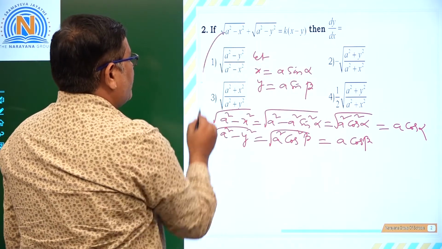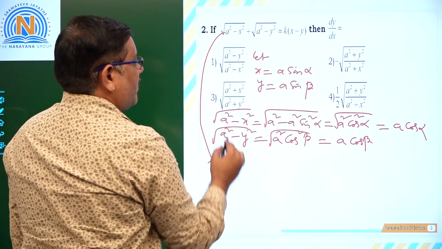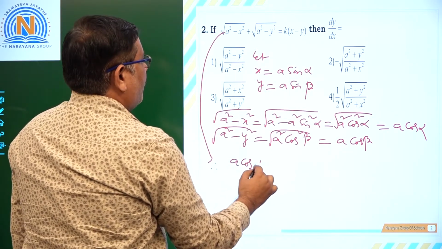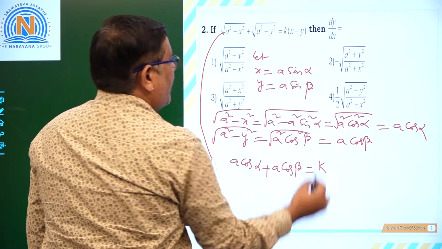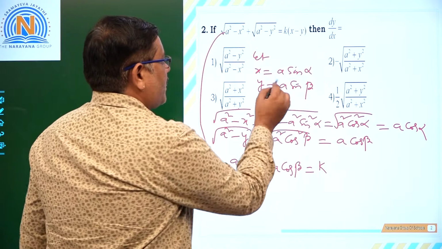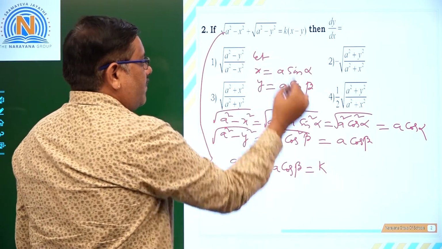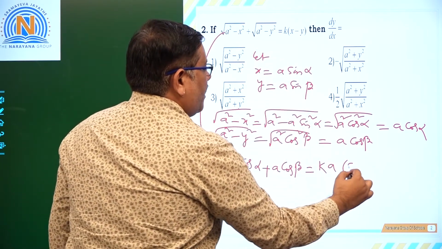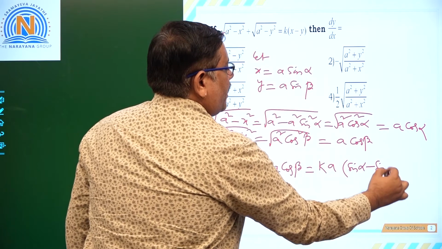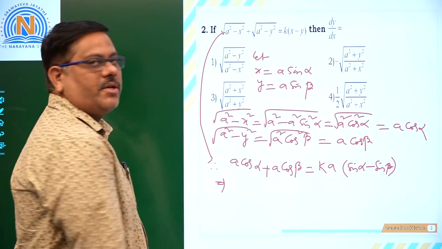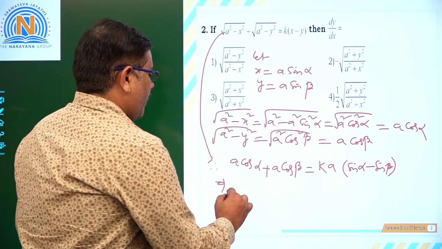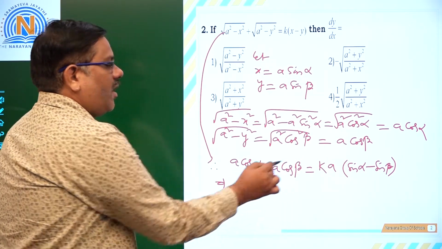Now this particular function changes to a cos alpha plus a cos beta, which is equal to k times of x minus y. x minus y is the difference of these two, that is k times of a into sin alpha minus sin beta. Now I can use transformations. Both have a common a, so let me take a common here. It is in the form of cos c plus cos d.